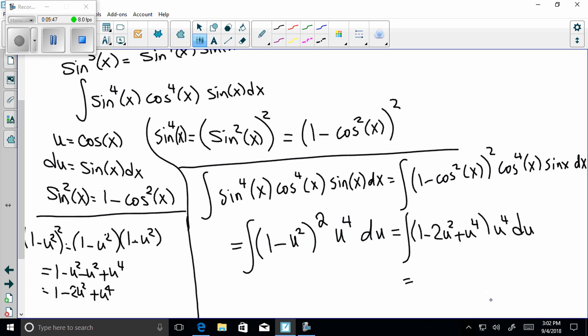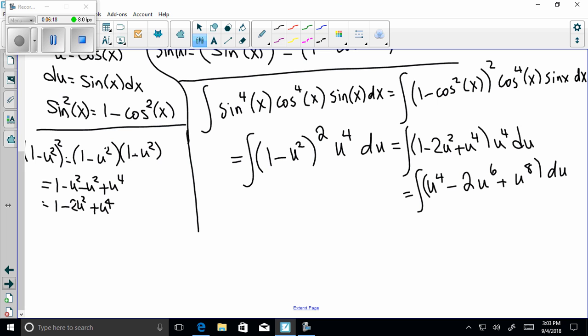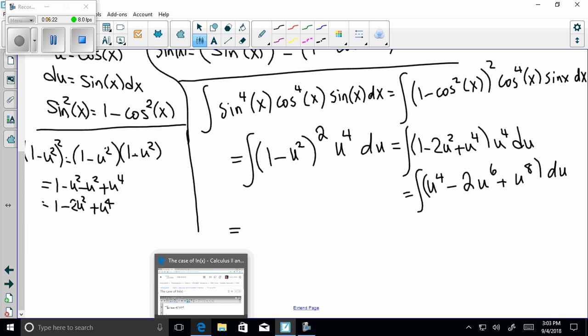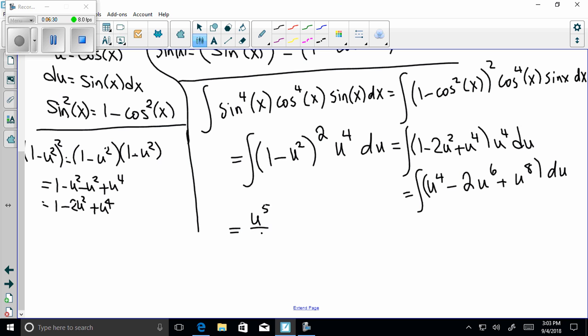And this gives me, now I have to do what to it? I did the exponent. Now what do I do? I'm going to multiply by u to the 4. Multiplication. 1 times u to the 4 is u to the 4. Negative 2u squared times u to the 4. Negative 2u to what power? 6. Very good. Plus u to the 4 times u to the 4 is u to the 8. Then du. Yes, u is cosine of x, right? Now let's do the integral, so I get u to the 5 over 5 minus 2u to the 7 over 7 plus u to the 9 over 9 plus c.